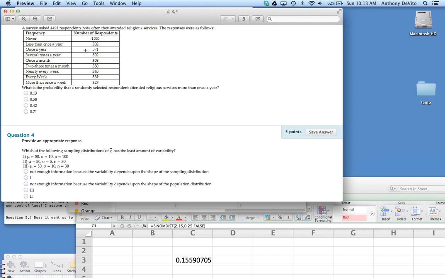So more than once per year would be, let's see, it's once per year, several times a year. I guess that would count. You know, this would count, this would count. This. So figure out which of these numbers count, and you can figure out your probabilities.